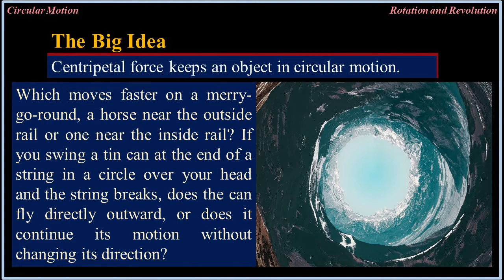The big idea: centripetal force keeps an object in circular motion, which moves faster on a merry-go-round, a horse near the outside rail or one near the inside rail. If you swing a tin can at the end of a string in a circle over your head and the string breaks, does the can fly directly outward, or does it continue its motion without changing its direction?